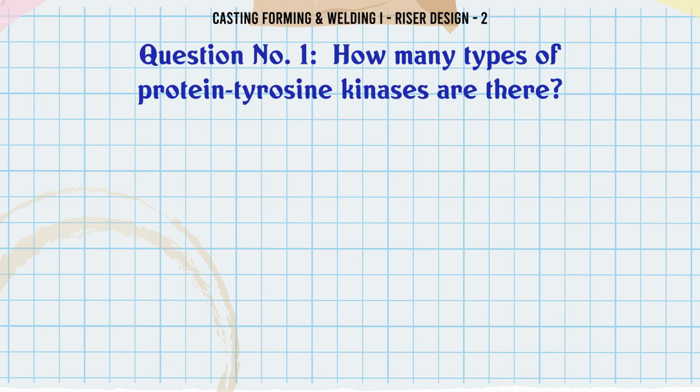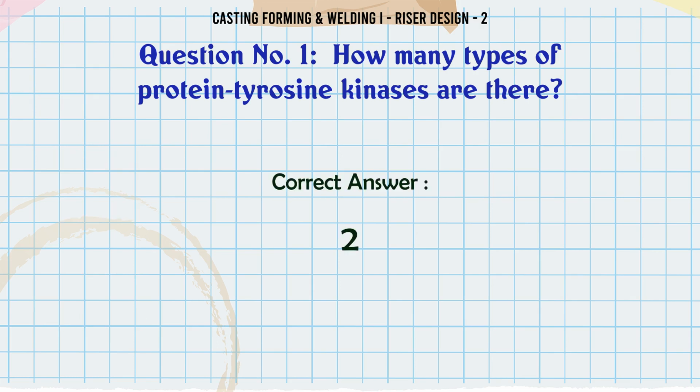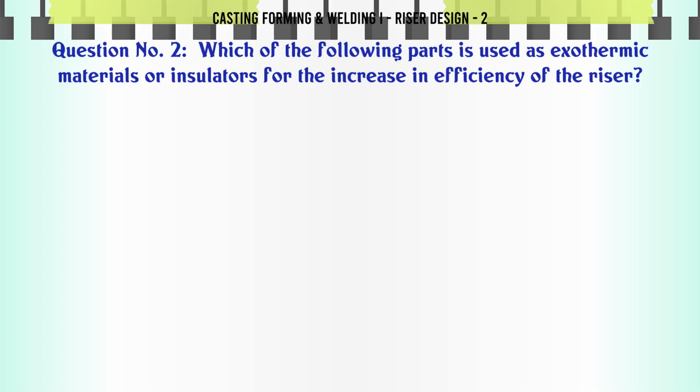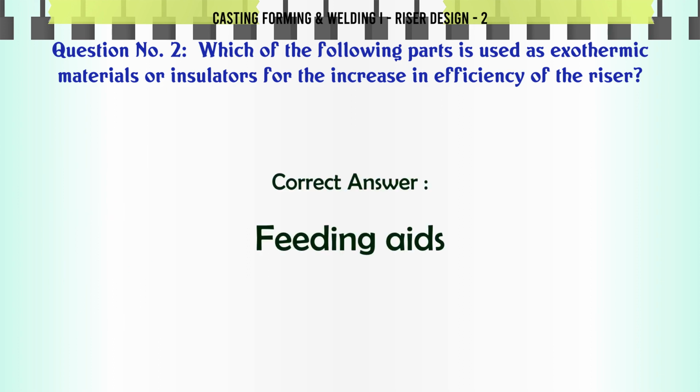How many types of protein-tyrosine kinases are there? A. 1, B. 2, C. 3, D. 4. The correct answer is 2. Which of the following parts is used as exothermic materials or insulators for the increase in efficiency of the riser? A. Chills. B. Feeding aids. C. Biscuit. D. Filler. The correct answer is feeding aids.